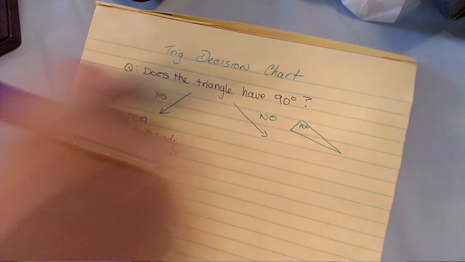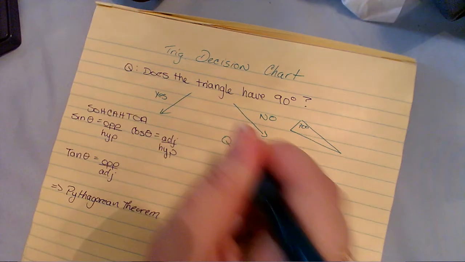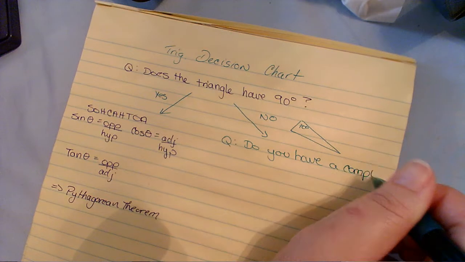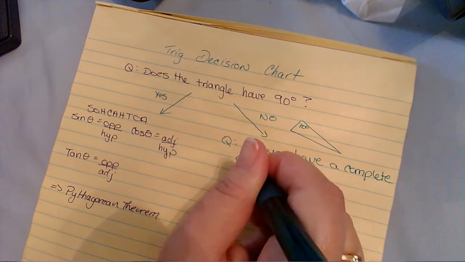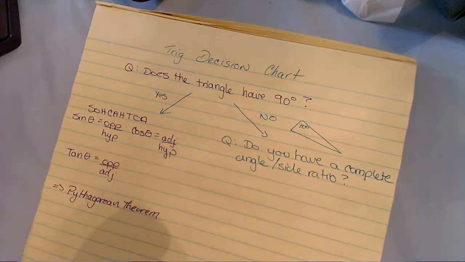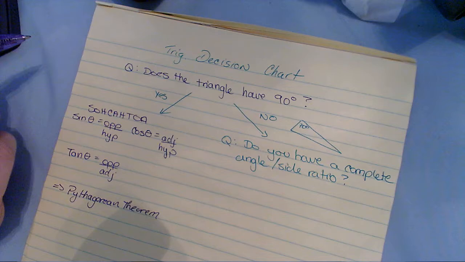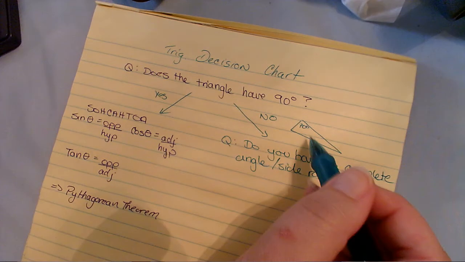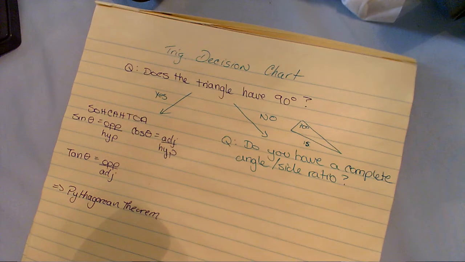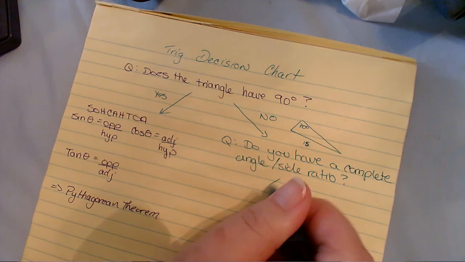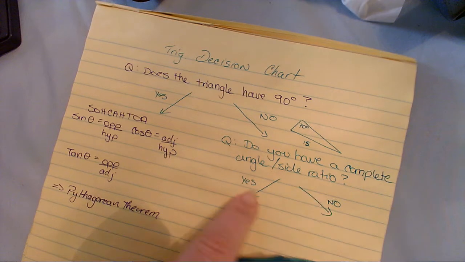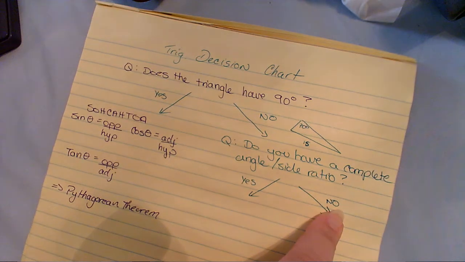And the next question is going to be, do you have a complete angle side ratio? So that means, do you know an angle and a side in a triangle? So that would mean the 70 and maybe 15 centimeters or so across from it. Do you have one of those situations where you have the angle and its corresponding side? And again, your only choices are yes or no. Either you know it, or you can find it, or you have no idea, and there's no way you're going to be able to get an angle and side ratio.